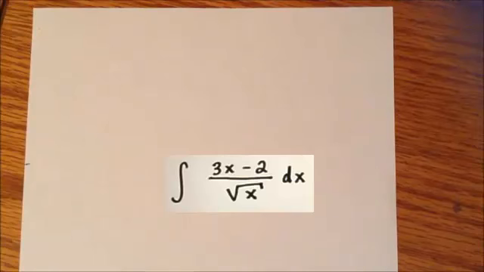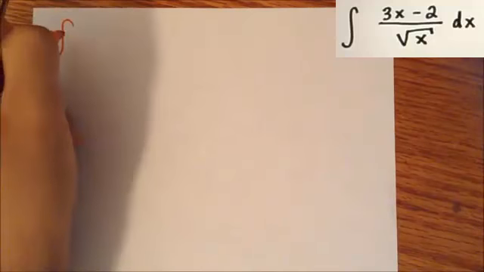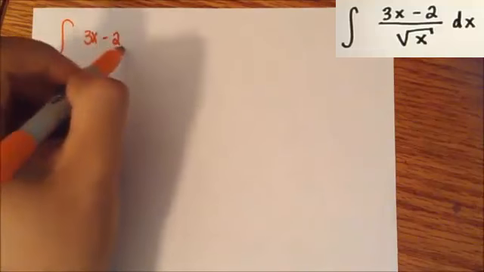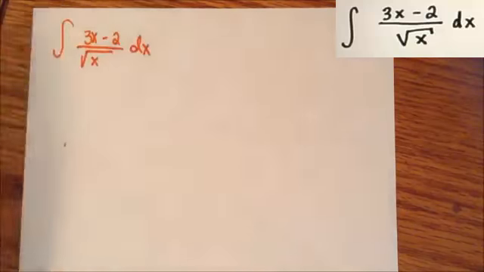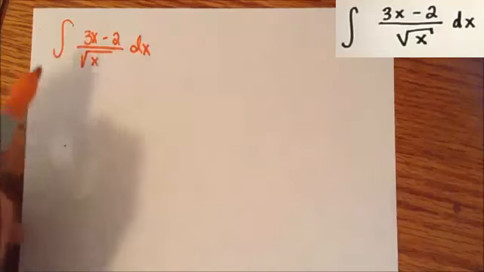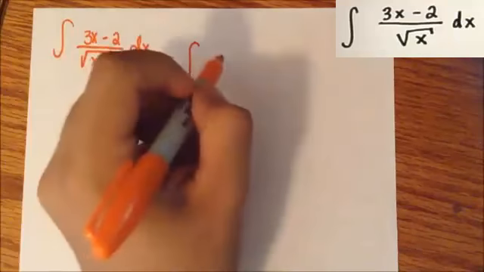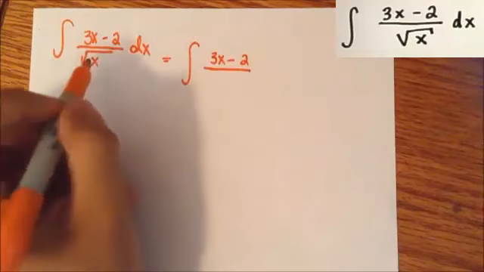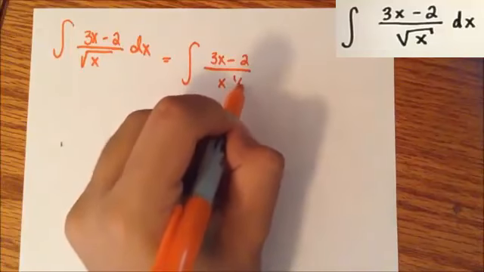Alright, in this video we're going to do some integration. So suppose we have the integral of 3x minus 2, divided by the square root of x, and we have to integrate this. I like to write my square roots as powers, so I'm going to rewrite this as the integral of 3x minus 2 over x raised to the power of 1/2.